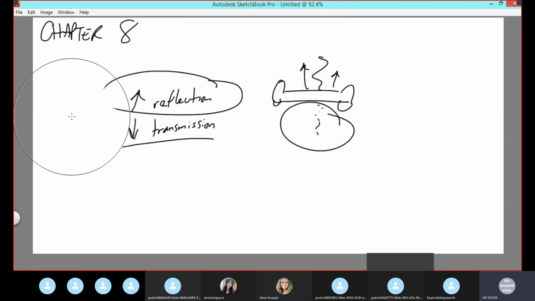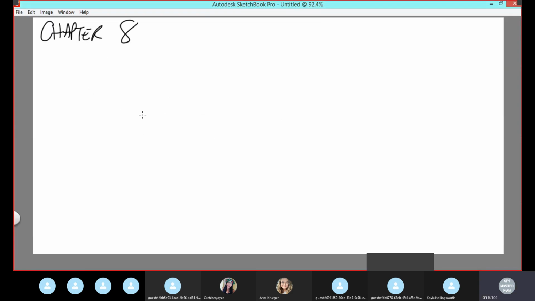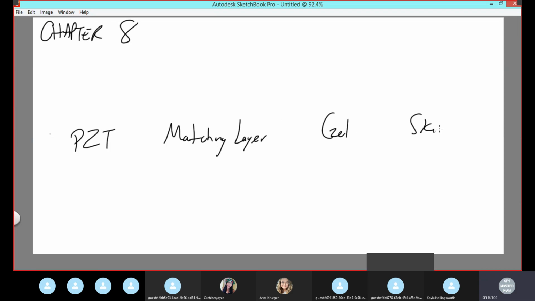So why am I bringing back impedance? It's because of the matching layer. So you have your PZT, which is your element. You have your matching layer. You have your gel, and then you have your skin.